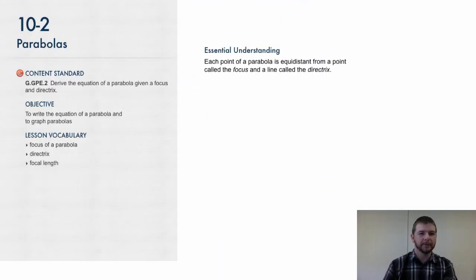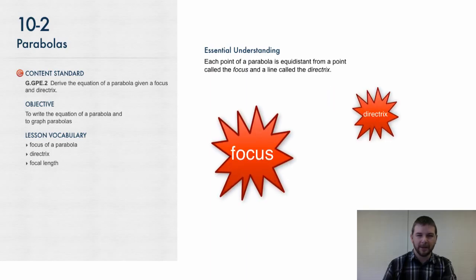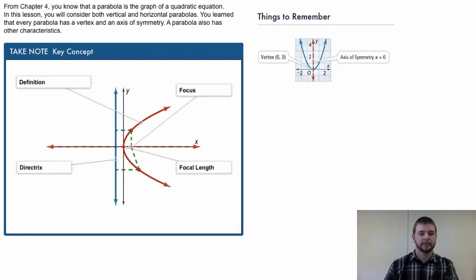Section 10.2, Parabolas. The objective of this section: to write the equation of a parabola and to graph parabolas. Lesson vocabulary: focus of a parabola, directrix, and focal length. An essential understanding: each point of a parabola is equidistant from a point called the focus and a line called the directrix. From Chapter 4, you know that a parabola is the graph of a quadratic equation.